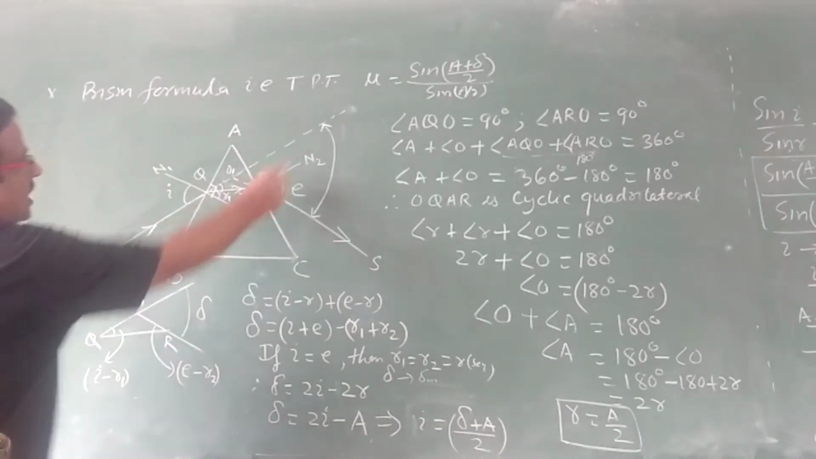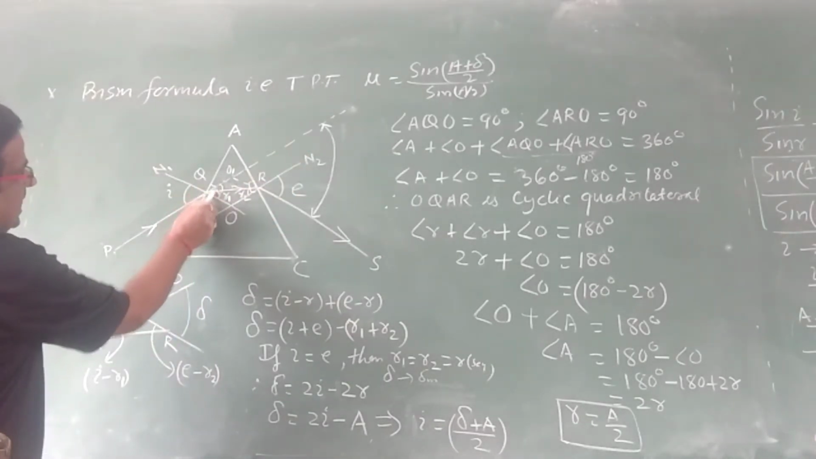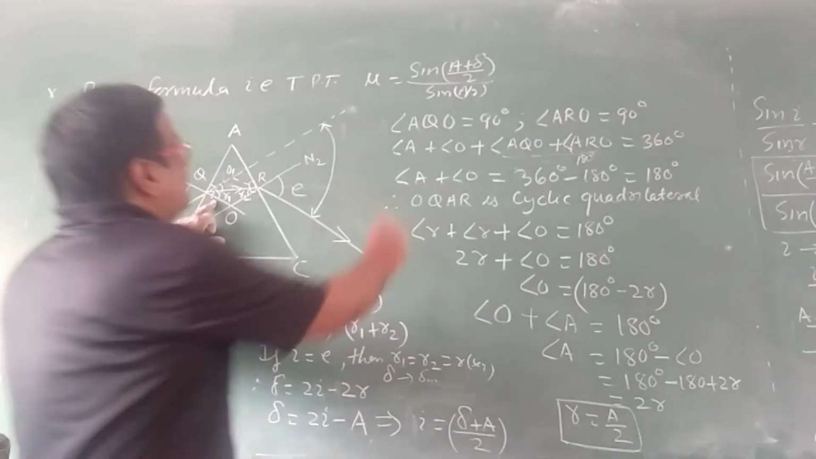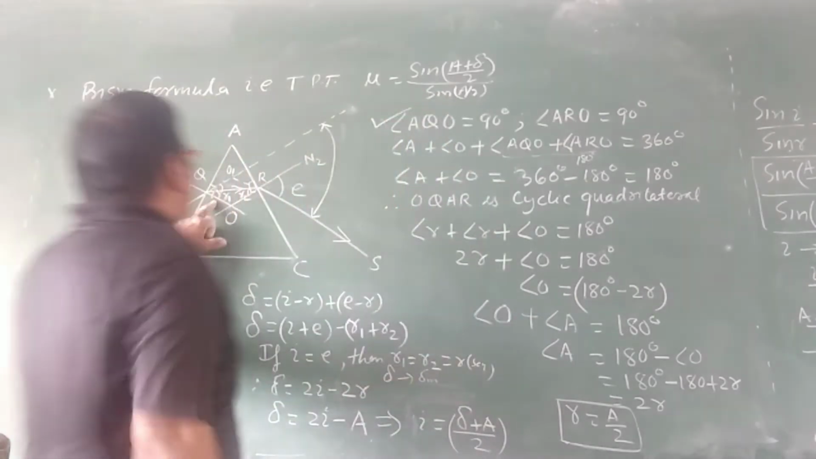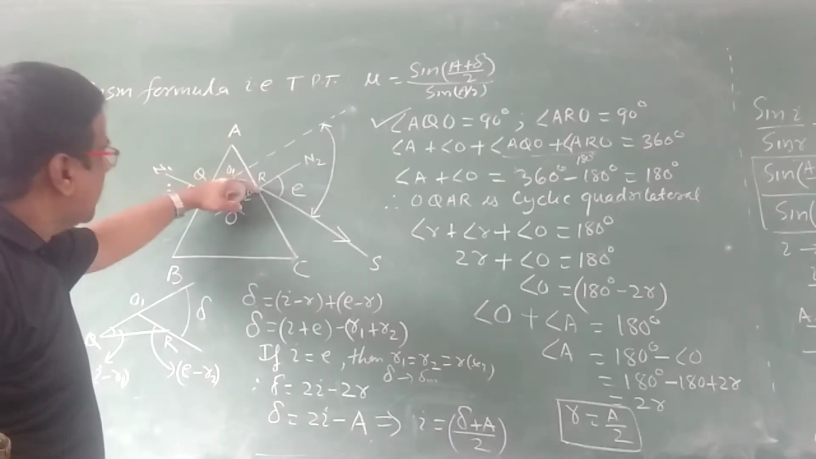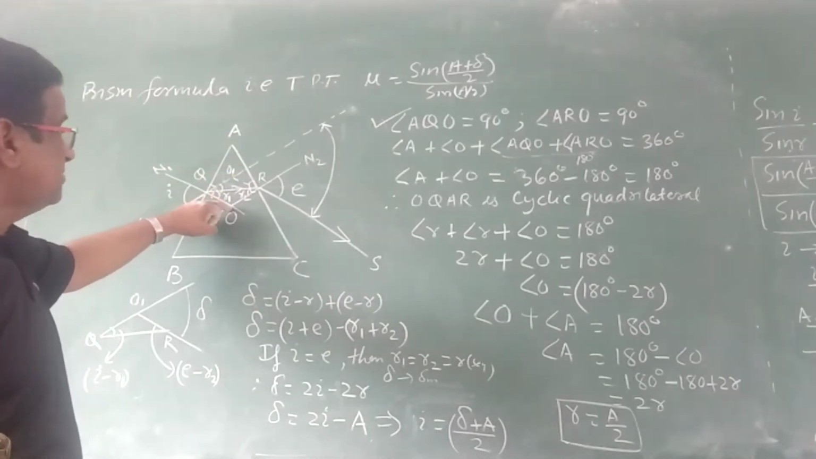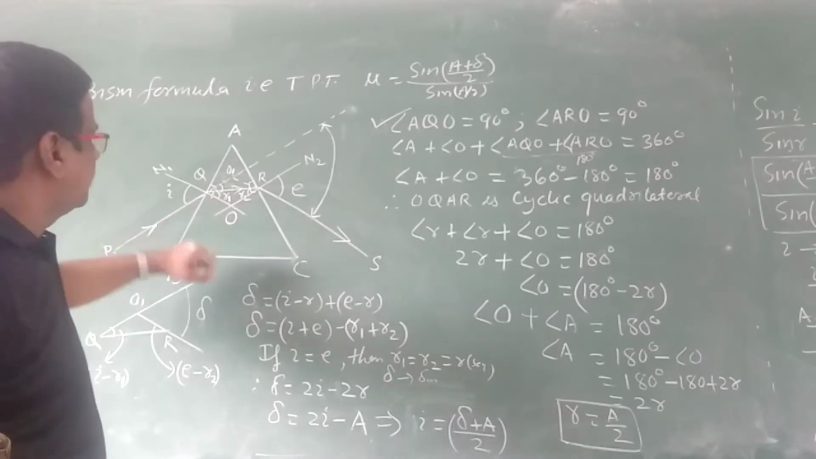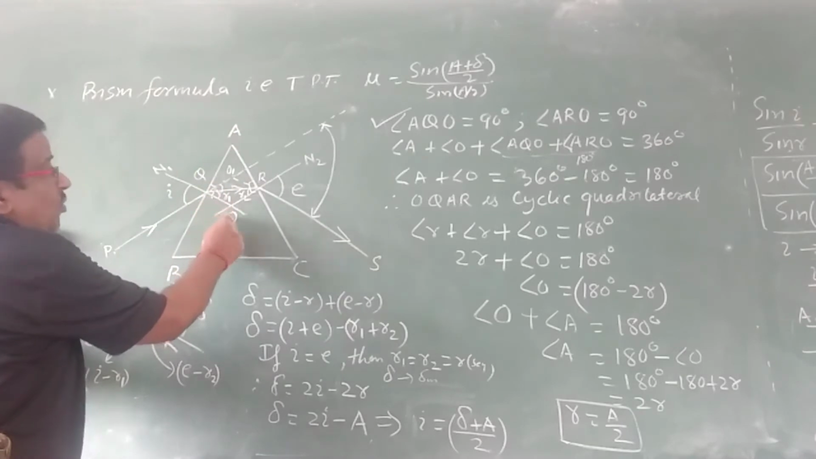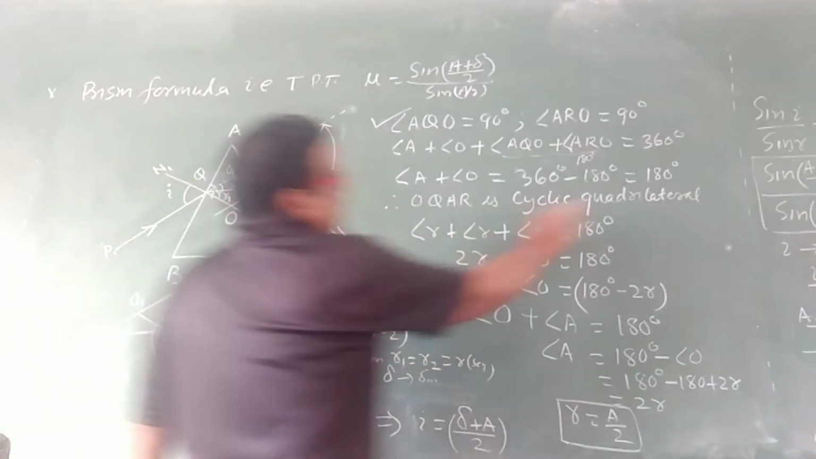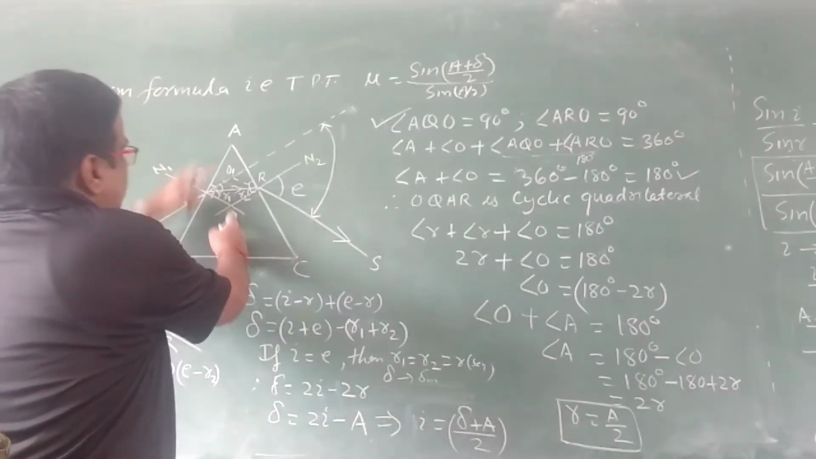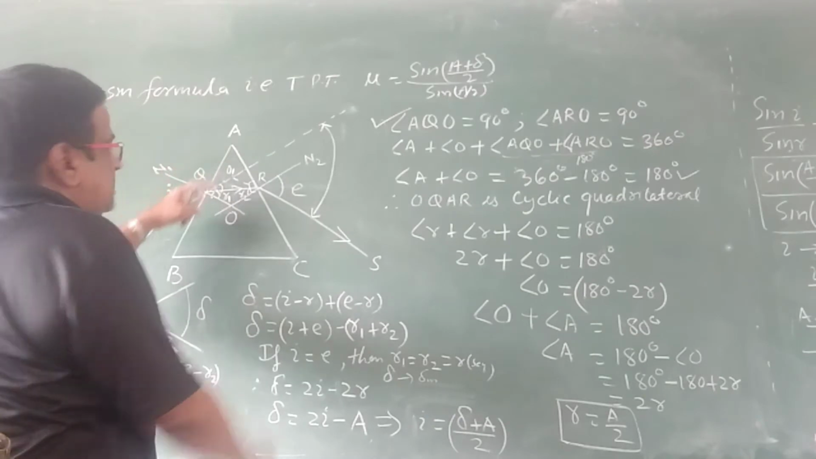As N1 is normal and N2 is normal, this angle is 90 degrees, and this angle is 90 degrees. So I have written here angle AQO is 90 degrees, and similarly angle ARO is also 90 degrees. Therefore the sum of these two is 180 degrees, and therefore the sum of these two will be 180.